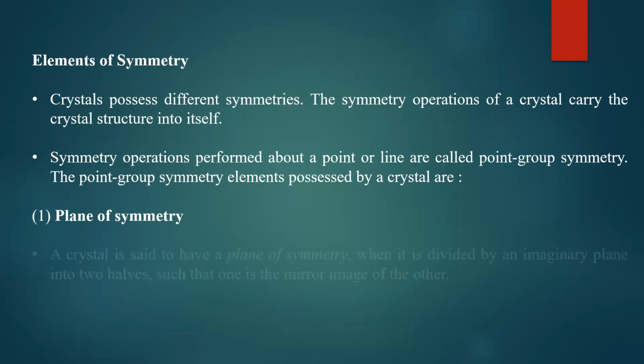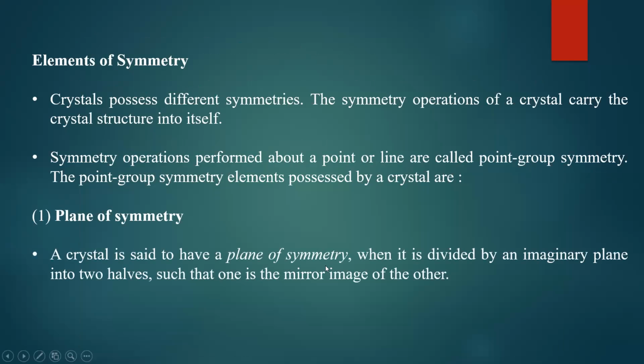A crystal is said to have the plane of symmetry when it is divided by an imaginary plane into two halves, such that one is the mirror image of the other. Then the crystal is said to have the plane of symmetry with respect to that. Simple example, if you take a cube, then cut the cube exactly at the center. Imagine a plane passing through the center of the cube. With respect to that plane, the cube has the identical structure on both sides. So that's why the cube has a plane of symmetry with respect to its center.